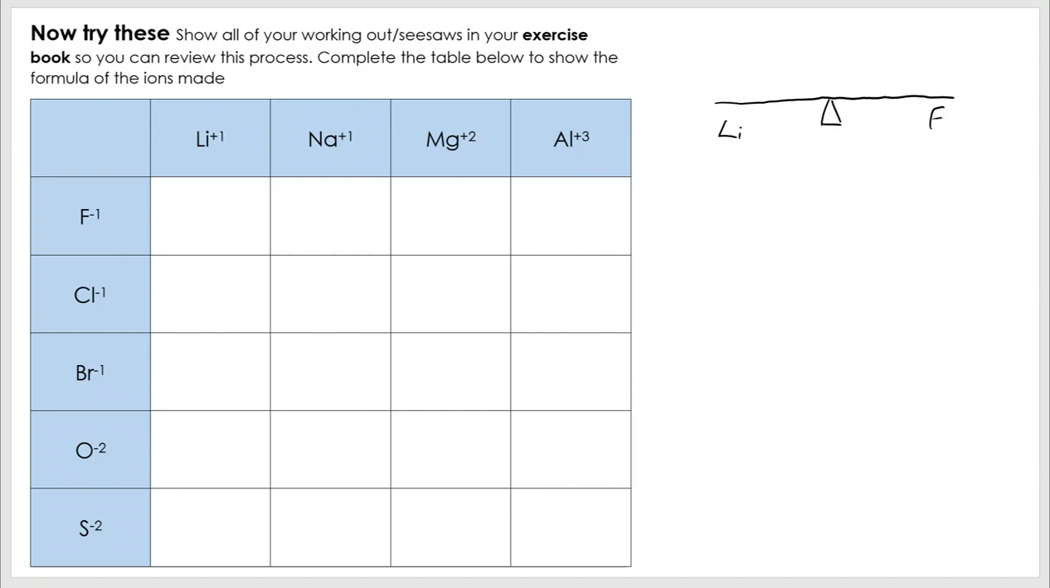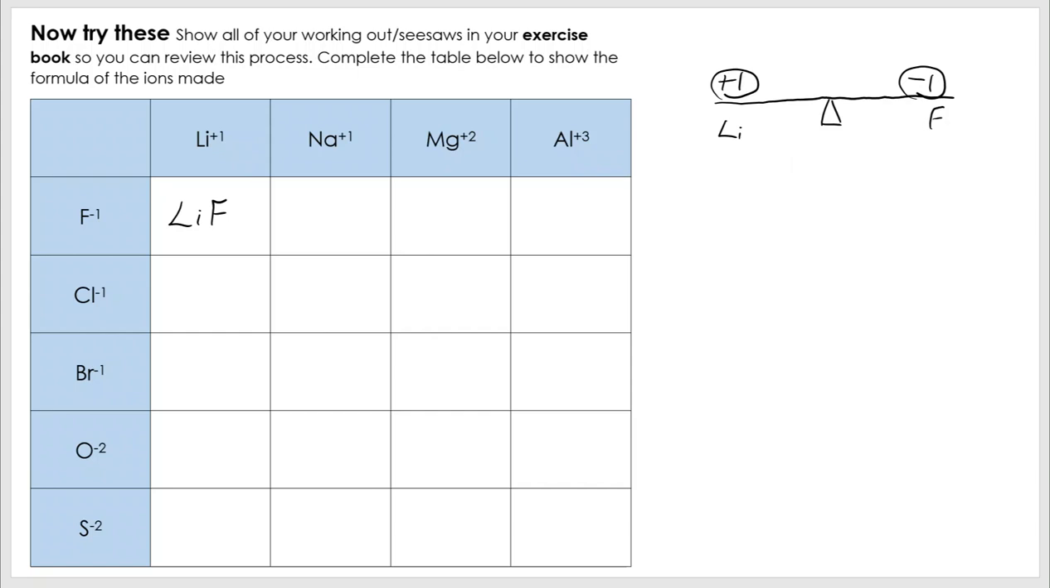So lithium has a charge of +1 and fluoride has a charge of -1. To balance my seesaw, I need it to come to 0 overall. I need the magnitude on each side to be equal. Well, in this case it is. I've got one lithium with a charge of +1 and I've got one fluoride with a charge of -1. So the formula is LiF.